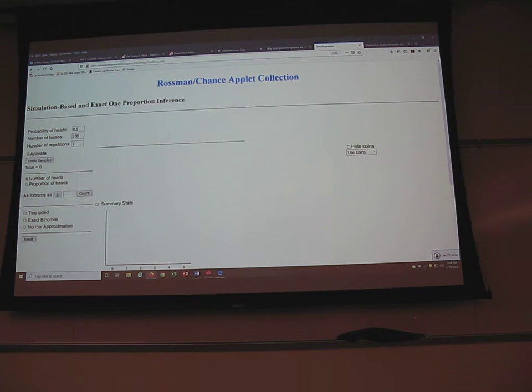And then where it says animate, click that off, or it might take a really long time. And then draw your samples. So all of us are going to flip a coin 100 times. I got, see right here where it says heads, right there where my cursor is moving? I got 56 heads.